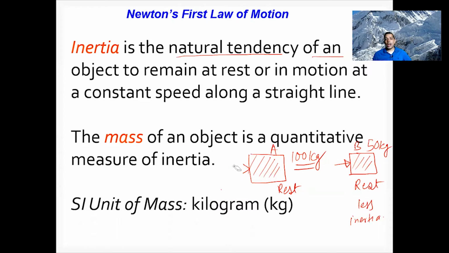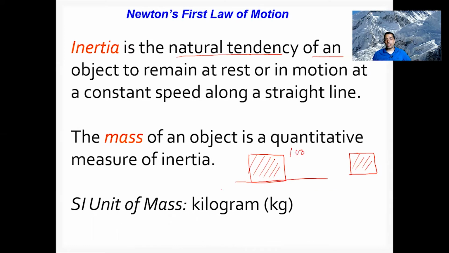Similarly, if you have two objects here, the same objects, but now they are moving. This is 100 kg and this is 50 kg again. Both of them are moving. If you want to stop them right here, which one is easier to stop? Definitely the 50 kg one is easier to stop because it has less inertia. This one has more inertia.